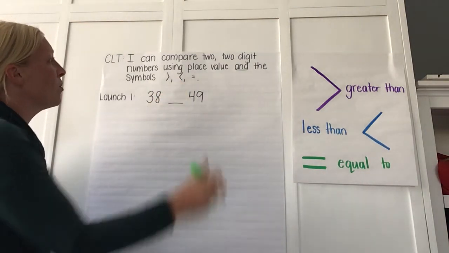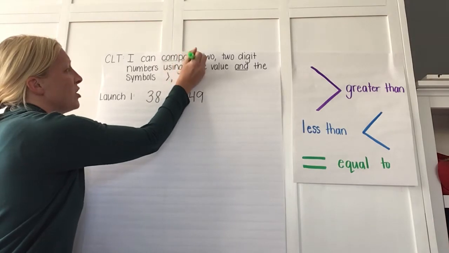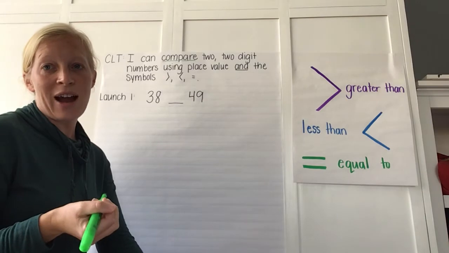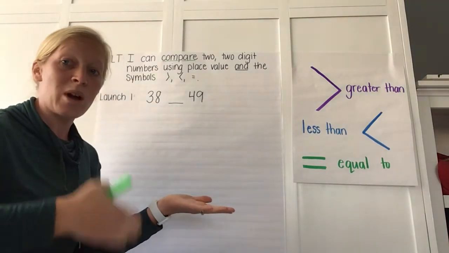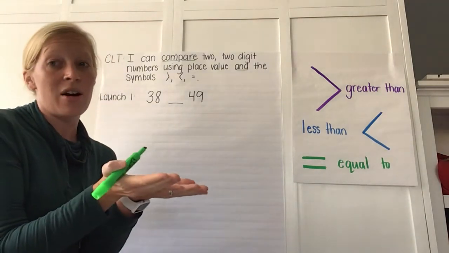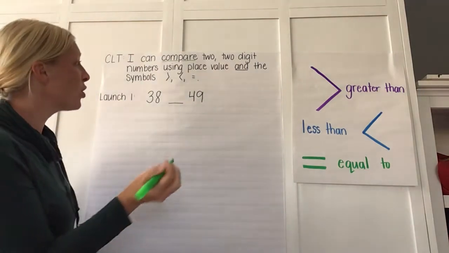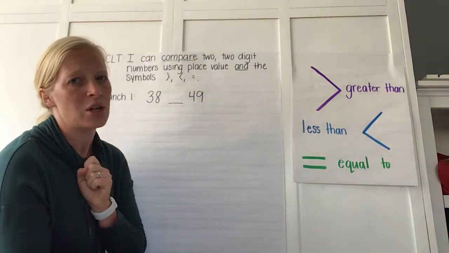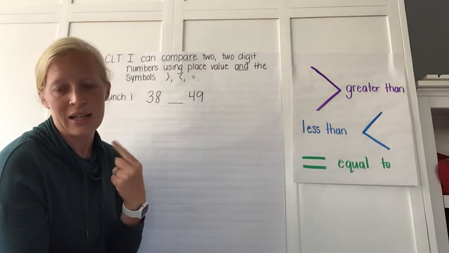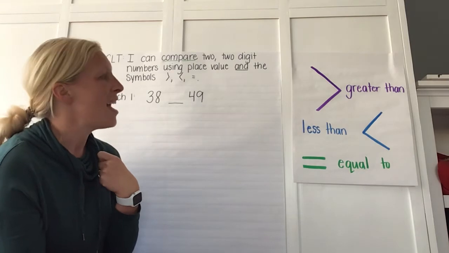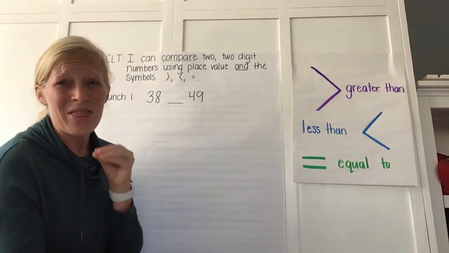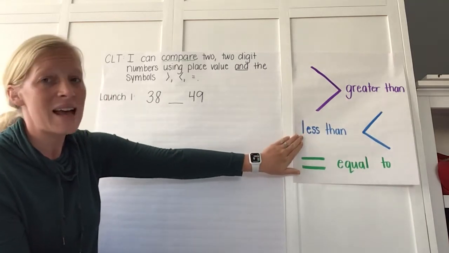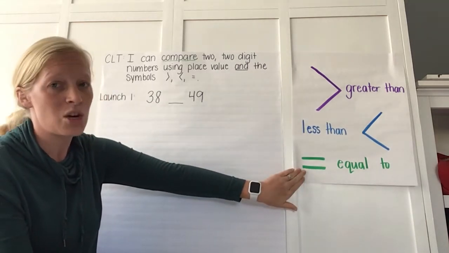Now friends, when we say compare, what are we trying to do? Yes, we're trying to figure out which one is bigger, which one is smaller, or if they are the same. And we're using these symbols. And I've got them over here, and I want you to keep looking at those. Keep those in your mind, keep those fresh, and remind yourself what they mean. So we have our greater than, we have our less than, and we have our equal to.